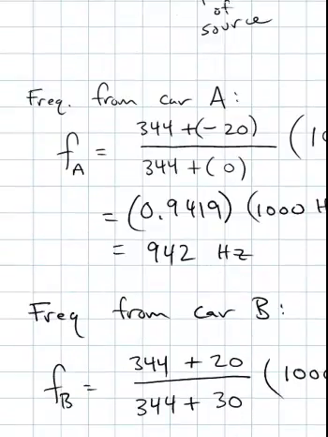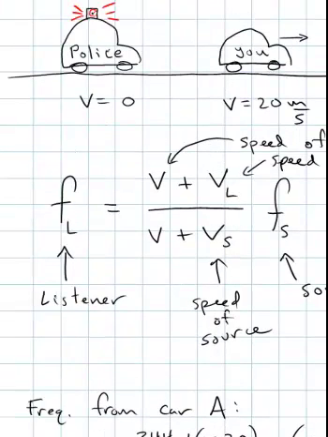When the first police car, the stationary one, gets shifted down, right? That's a lower frequency. And then the other one, you're moving toward the police car, but the police car is moving away from you faster than you're moving toward it. So that's also a shift down to a lower frequency. And both of those frequencies are different, so they give us beats.